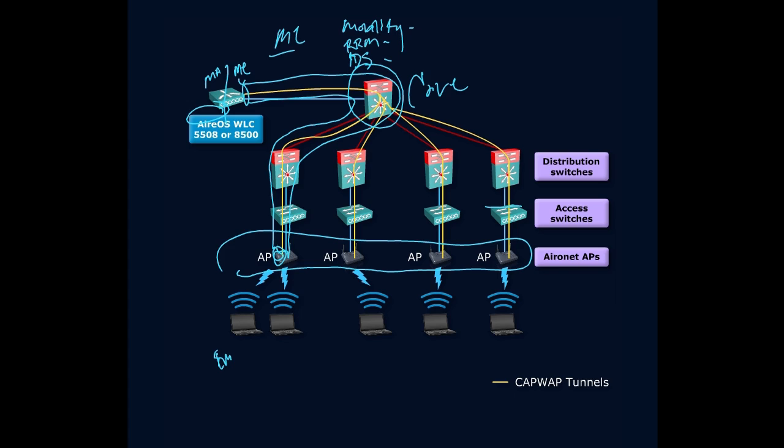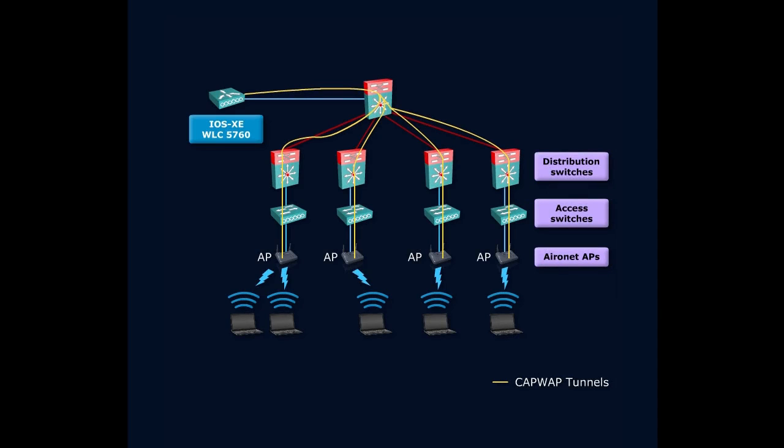Now, this doesn't change a lot when we go with a centralized IOS XE model, WLC 5760. We still have the mobility agent and the mobility controller. Same exact roles. And as you can see here, we're basically doing the same thing. We still have our APs, our access switches, our distribution switches. We're still traversing our enterprise environment through these tunnels, the CAPWAP tunnels that come up and drop things off to the wireless LAN controller.